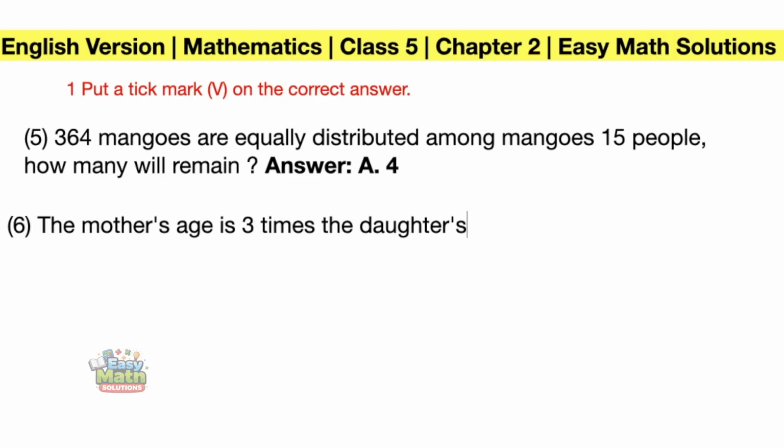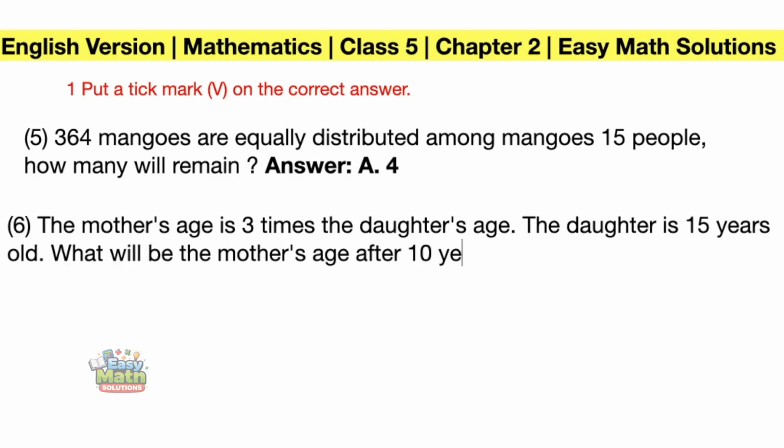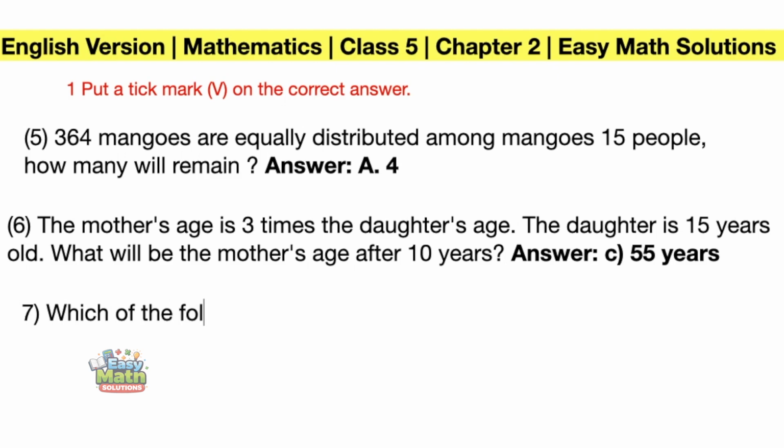Number 6. The mother is 3 times the daughter's age. The daughter is 15 years old. What will be the mother's age after 10 years? 55 years. Answer C.